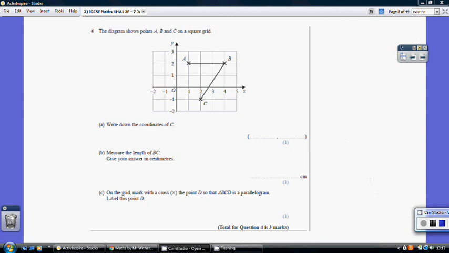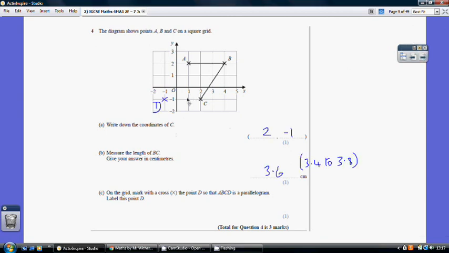Question 4. Part A, write down the coordinate of C. Well, C is 2 along the corridor, 1 down the stairs, so that's (2, -1). And measuring the length of BC, we'll measure that with your ruler. In centimetres, that's 3.6 centimetres, but the mark scheme allows a little bit of leeway, so any answer between 3.4 to 3.8 would be allowed.